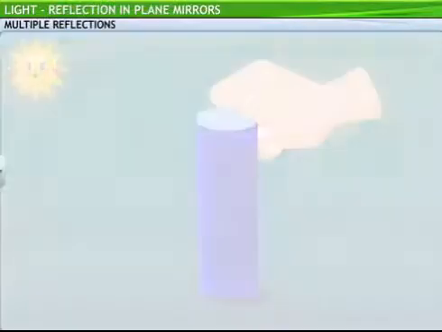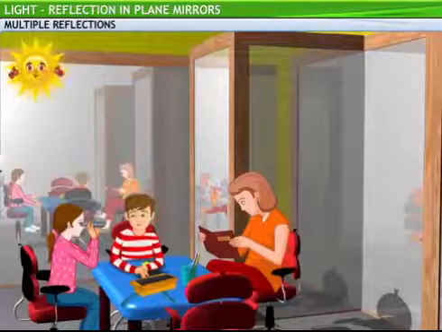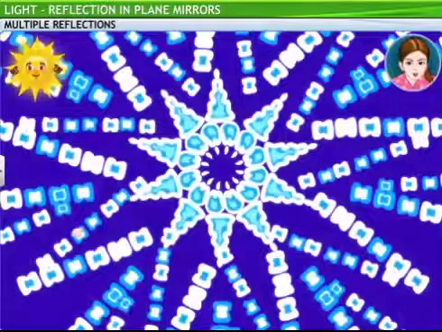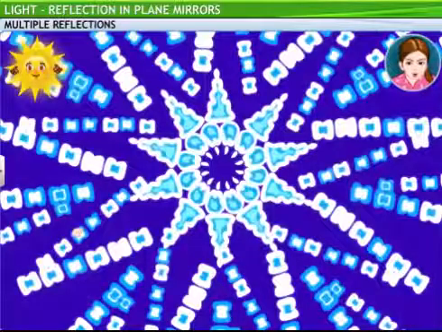Now, look through the hole on the cardboard disc. Oh wow! It works! I can see so many colorful patterns every time I turn the tube.